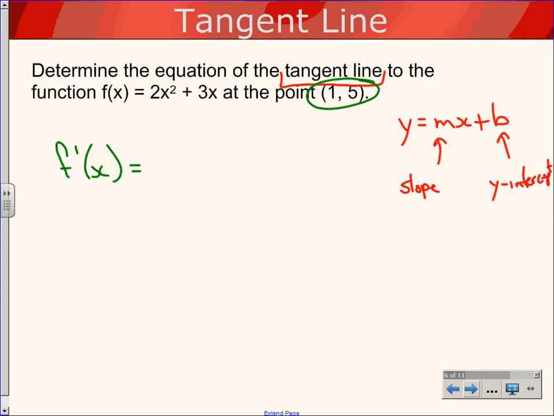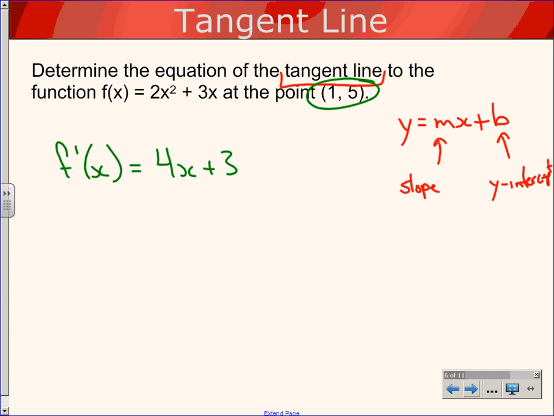Now what I want you to notice in this one, this question says nothing about first principles. Okay? Those other examples we did a few minutes ago where it said determine the derivative using first principles, we had to use our limit property. We had to go the long way. This time we don't. So shortcut here. The derivative of 2x squared plus 3x is 4x plus 3. And we just get it immediately. Okay, the derivative is 4x plus 3.